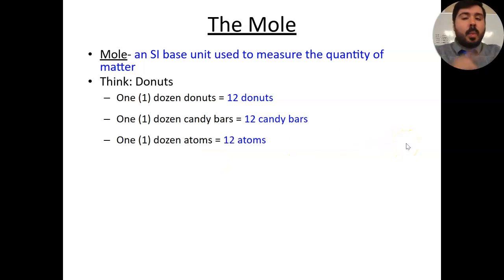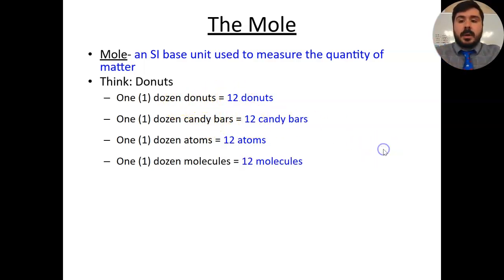Now, if I have 1 dozen atoms, I still have 12 atoms. Again, this word dozen holds a numerical value to us, right? Just by saying that word dozen, that tells us we're dealing with 12 of whatever it is we're applying it to. Okay, dozen atoms, 12. Dozen candy bars, 12 candy bars. Dozen donuts, 12 donuts. If I have a dozen molecules, it's still 12 molecules.